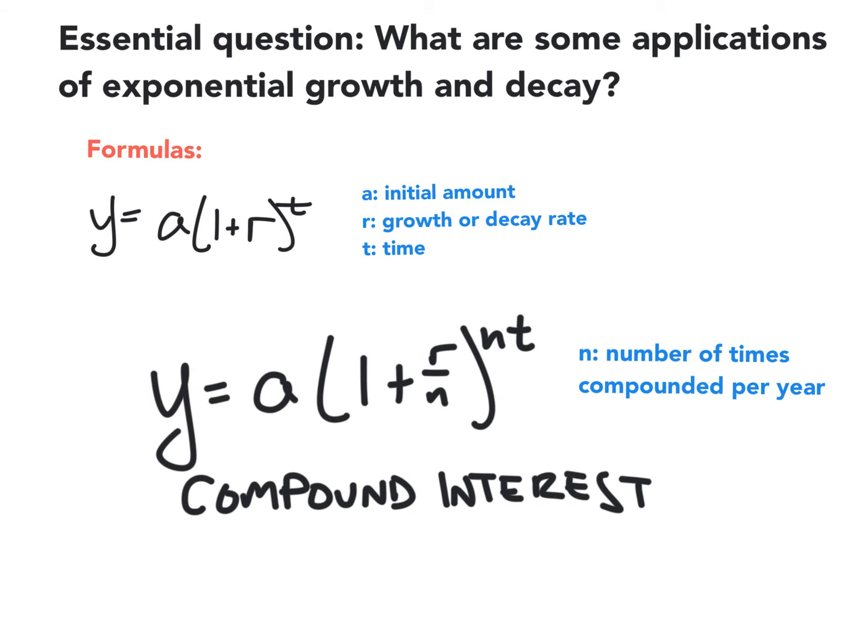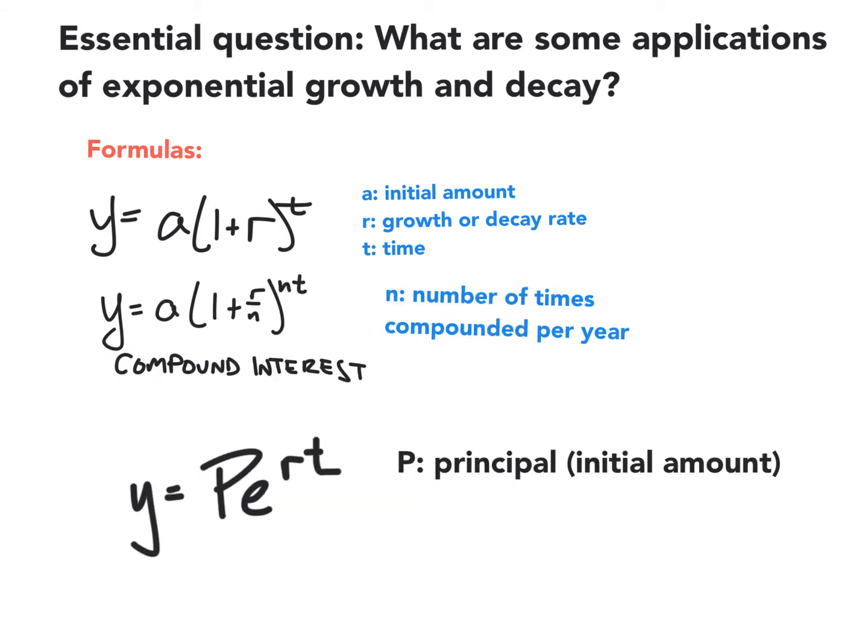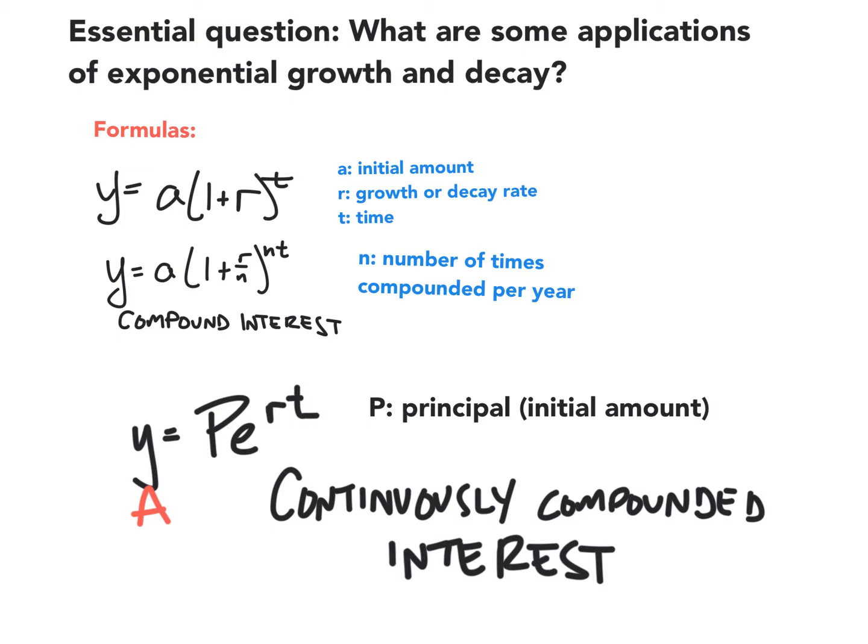The next formula is y equals a times (1 plus r over n) to the nt. Notice that the only difference is that we have r divided by n and then another n here. And n represents the number of times compounded per year. And the last one that we'll look at is y equals pe to the rt, where p is the principal or the initial amount. And sometimes instead of this y you see a, which is also just like the ending amount. And we call this continuously compounded interest.